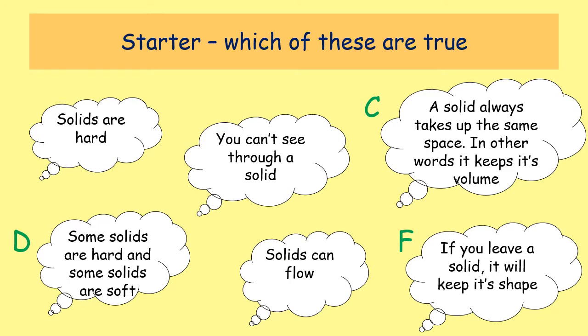Well, some solids you can't see through, like you're a solid, but some solids you can see through, for example, windows. And solids are hard. Well, we know not all solids are hard. A banana is a solid, but it's very easy, very soft to cut through.